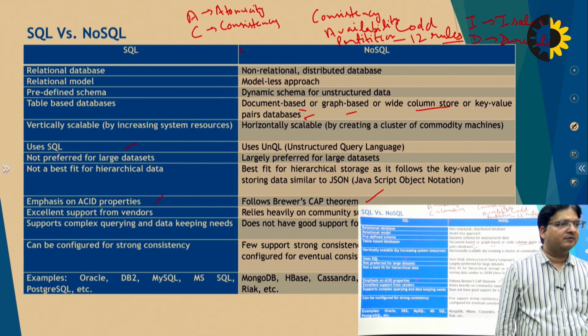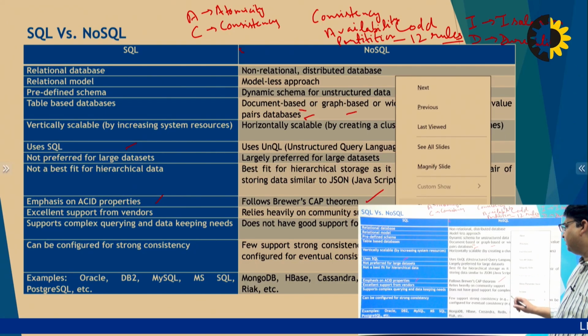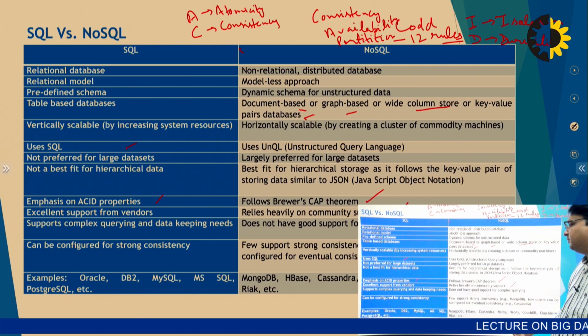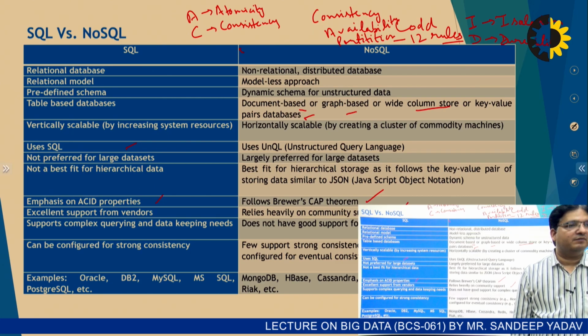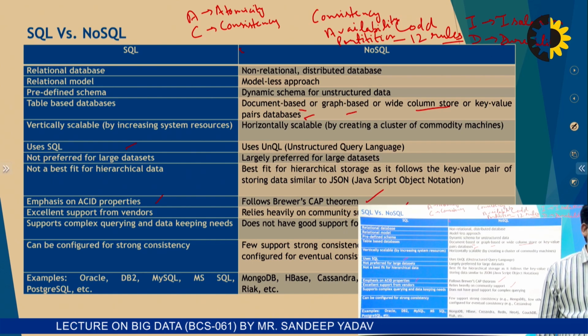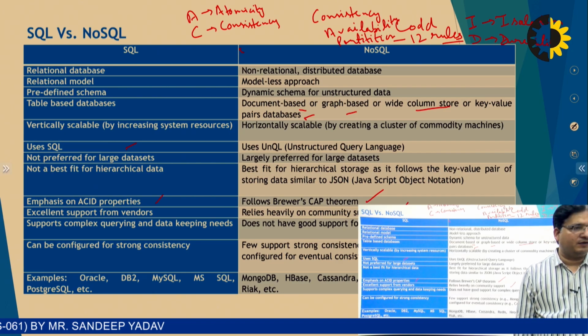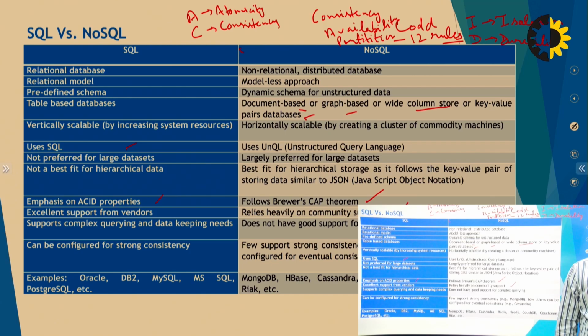Next important difference is that SQL has excellent support from the vendors, whereas NoSQL relies mainly on community support. SQL is used for complex queries and data keeping needs, whereas NoSQL does not have very good support for complex queries. And SQL can be configured for strong consistency, whereas NoSQL supports only a few strong consistencies like MongoDB. Few others can be configured for eventual consistency.